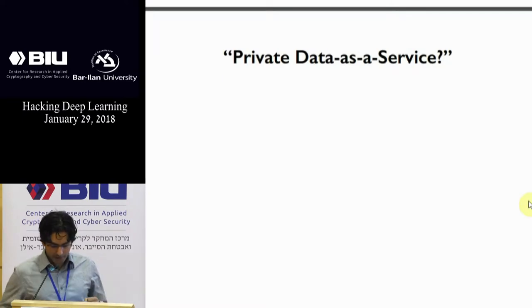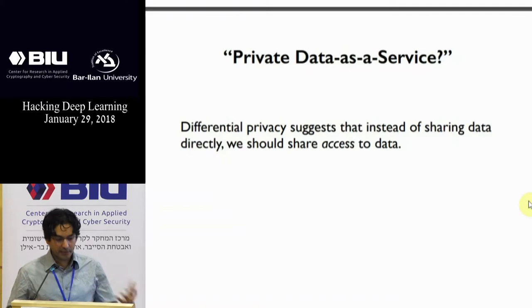We heard about machine learning as a service. So there's an idea that maybe differential privacy will allow private data as a service, where instead of sharing data directly, we will share access to data. So in the context of research consortia, I have my data sitting in my lab, and I'll let you have some kind of remote access to it.